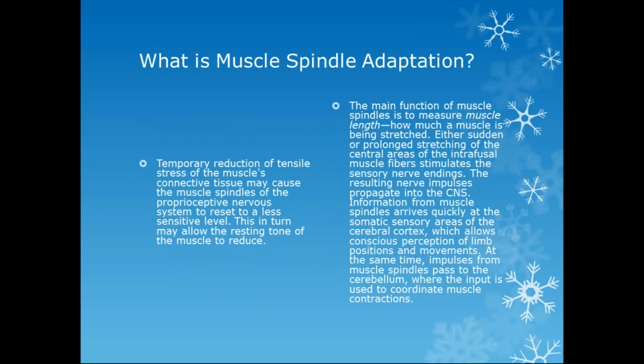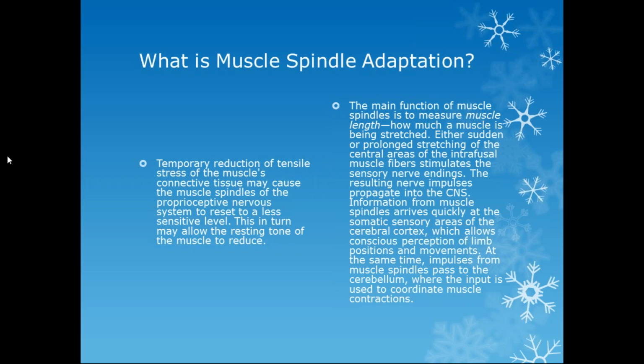Okay, so what is muscle spindle adaptation? Big words, right? It's a temporary reduction of tensile strength of the muscle's connective tissue, which may cause the muscle spindles of the proprioceptive nervous system to reset to a less sensitive level. This in turn may allow the resting tone of the muscle to reduce.